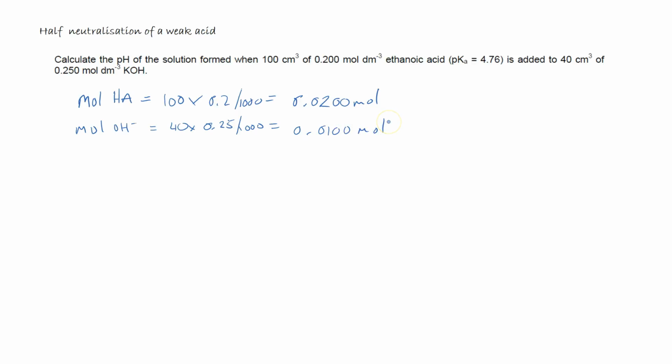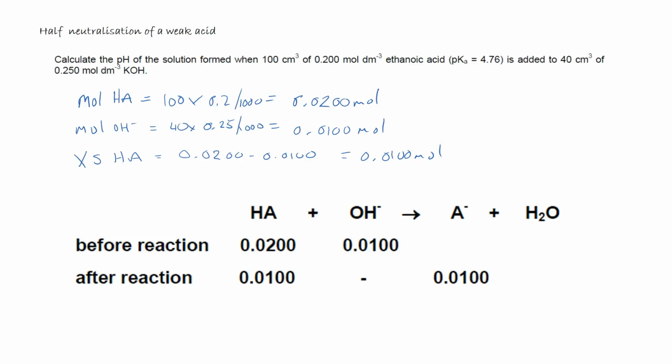0.0100 mole. Now, that means at this point we've got excess HA, and the excess acid is going to be equal to the difference between the acid and the base, which is equal to 0.0100 mole. Now, if we think about what's happened, the acid HA has reacted, and exactly half of that acid has reacted, and that means we've also got half the amount of the salt compared to the acid formed. Once again, all of the hydroxide has been used up, the amount of OH minus being equal to the amount of salt formed.